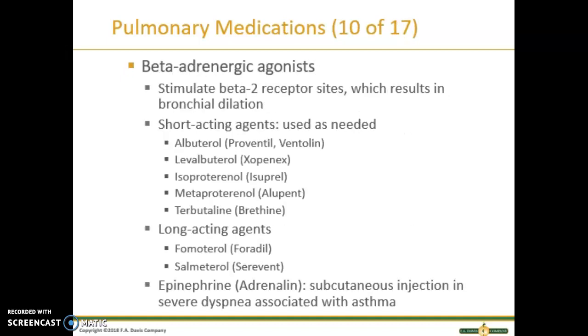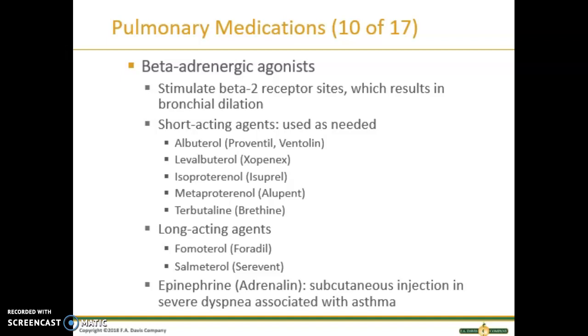Looking now at beta-adrenergic agonists, they stimulate beta 2 receptor sites, which results in bronchial dilation. Some examples of short-acting agents that are used on an as-needed basis are albuterol and metoprolol. An example of a long-acting agent is salmeterol. And epinephrine or adrenaline can be given in a subcutaneous injection in the case of severe dyspnea associated with asthma.